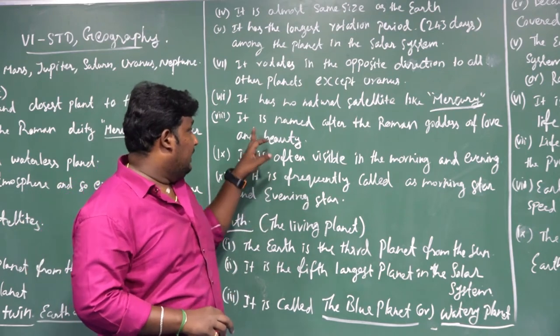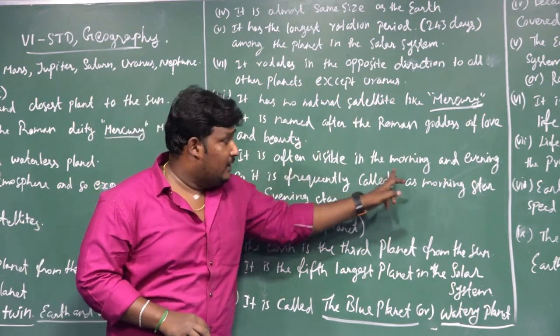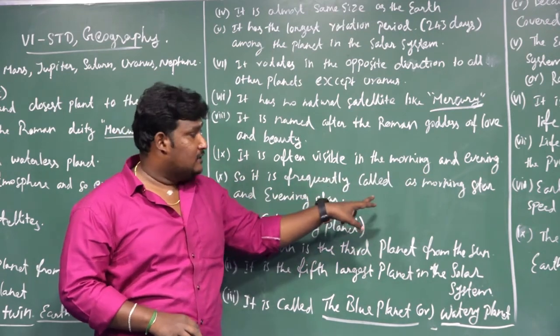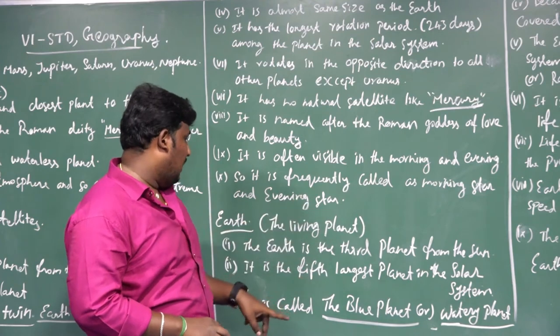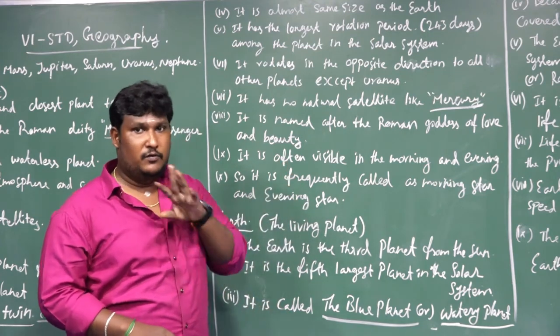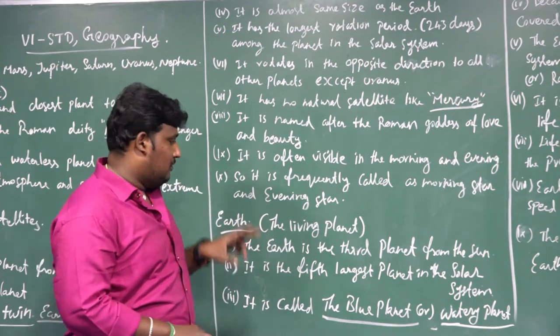It is often visible in the morning and the evening, so it is frequently called the morning star and evening star. This is the second one, Venus. Now we discuss the third one, Earth, our planet.